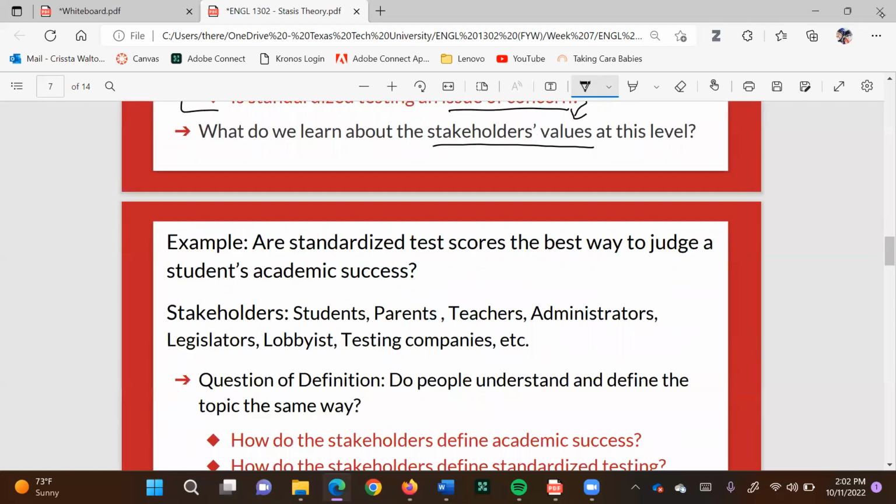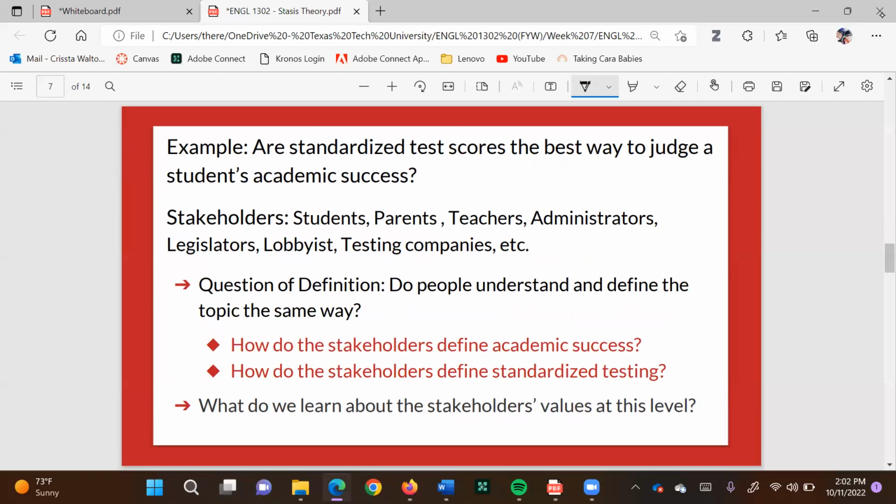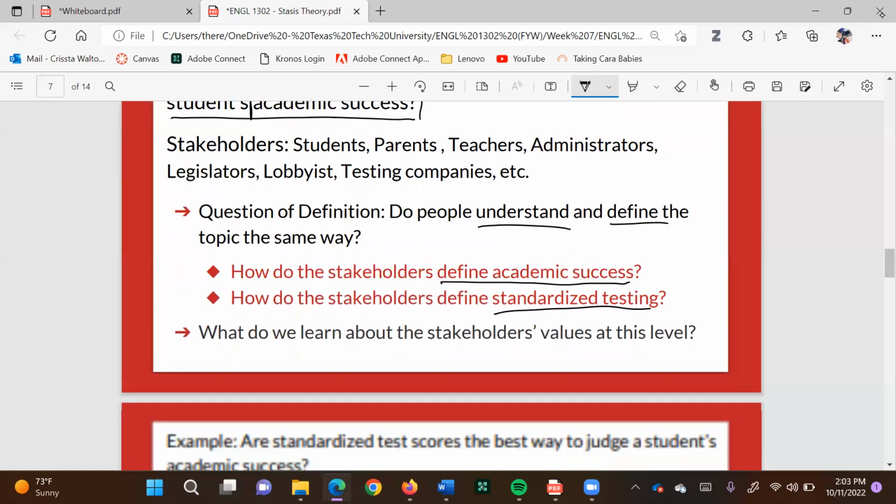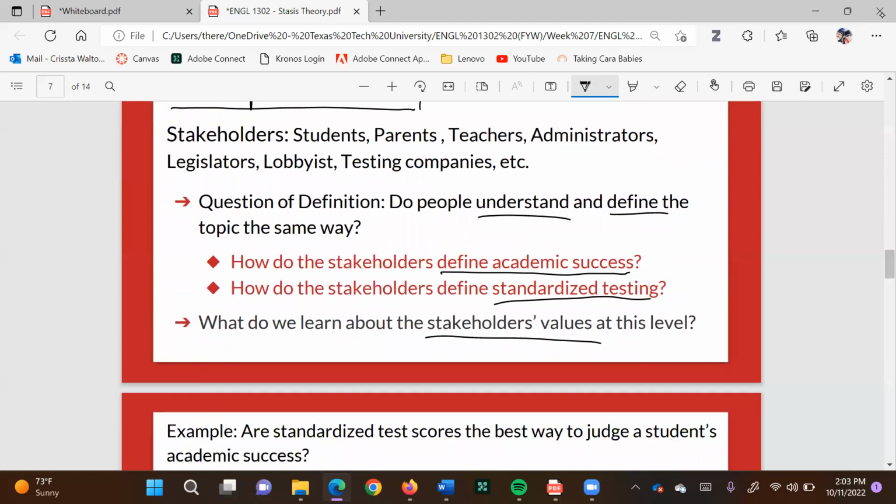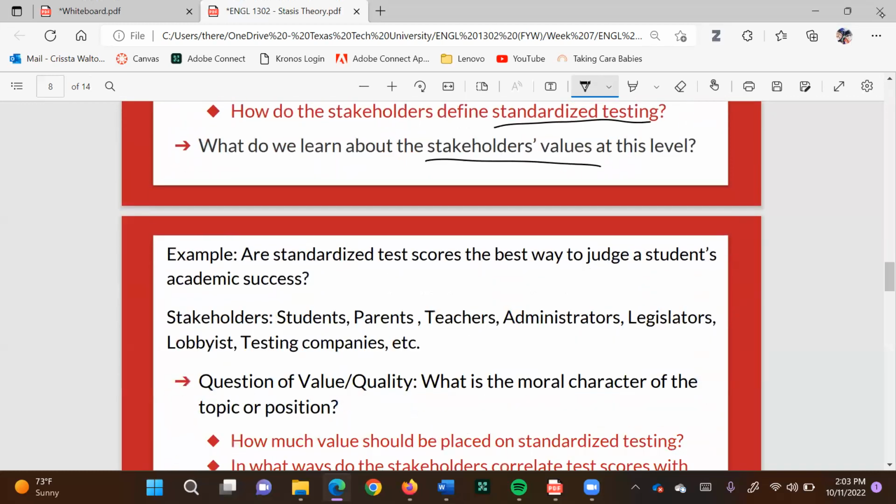And so then on the level of definition, we could take this up a little bit. You want to ask the question, how do people understand and define the topic? So some of these questions could sound like this. How do the stakeholders define academic success? Because if you want to know the best way to achieve academic success, you need to know how they're defining it. And then how do the stakeholders define standardized testing? Is the standardized testing the same definition? What do these points reveal about the stakeholders' values?